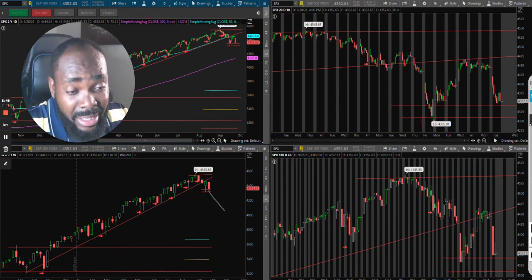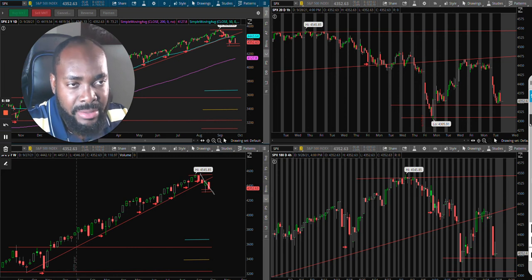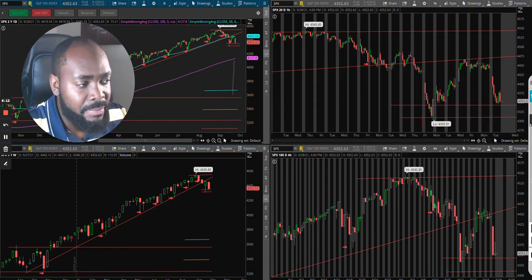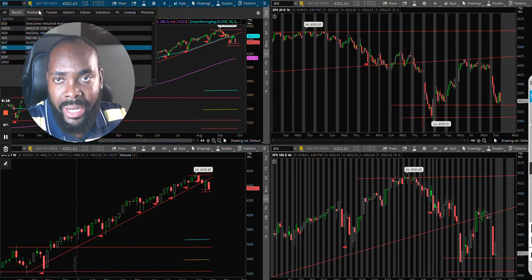If the market completely breaks, then we're looking to head down into the retracement levels of this entire move to the upside. But I don't think we're there yet. We still have to come down to the 200 SMA on the daily level, and if we break down below that level, then it's 100% setting up for a retracement. All right, so that's how I'm looking at the SPX S&P 500 right now as we speak.